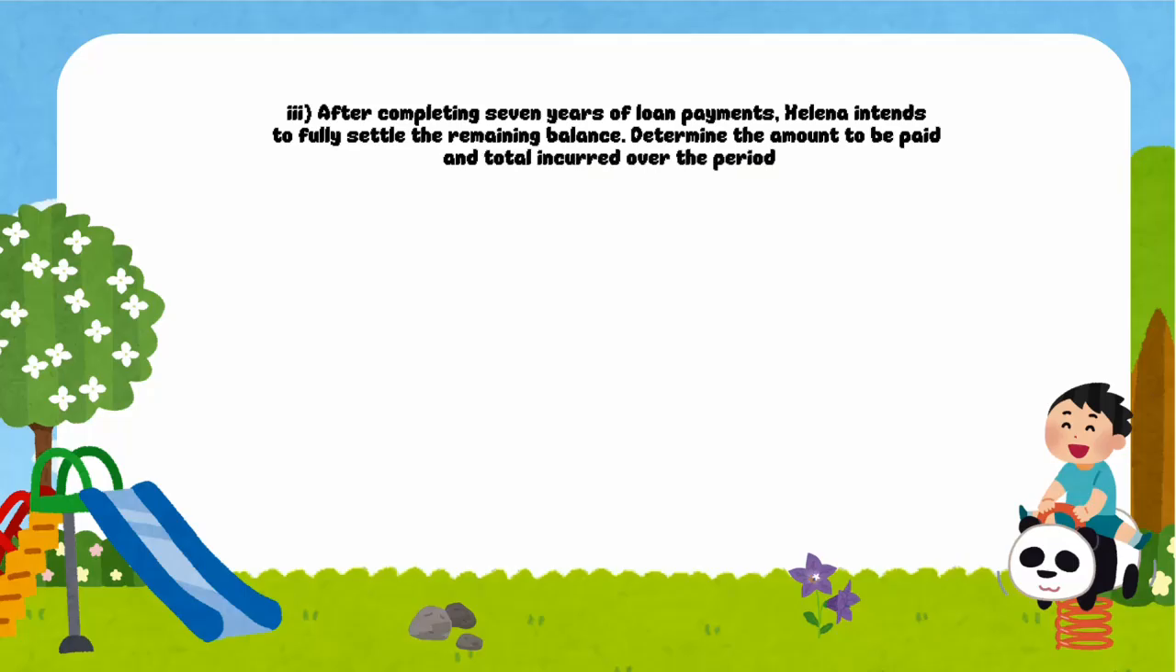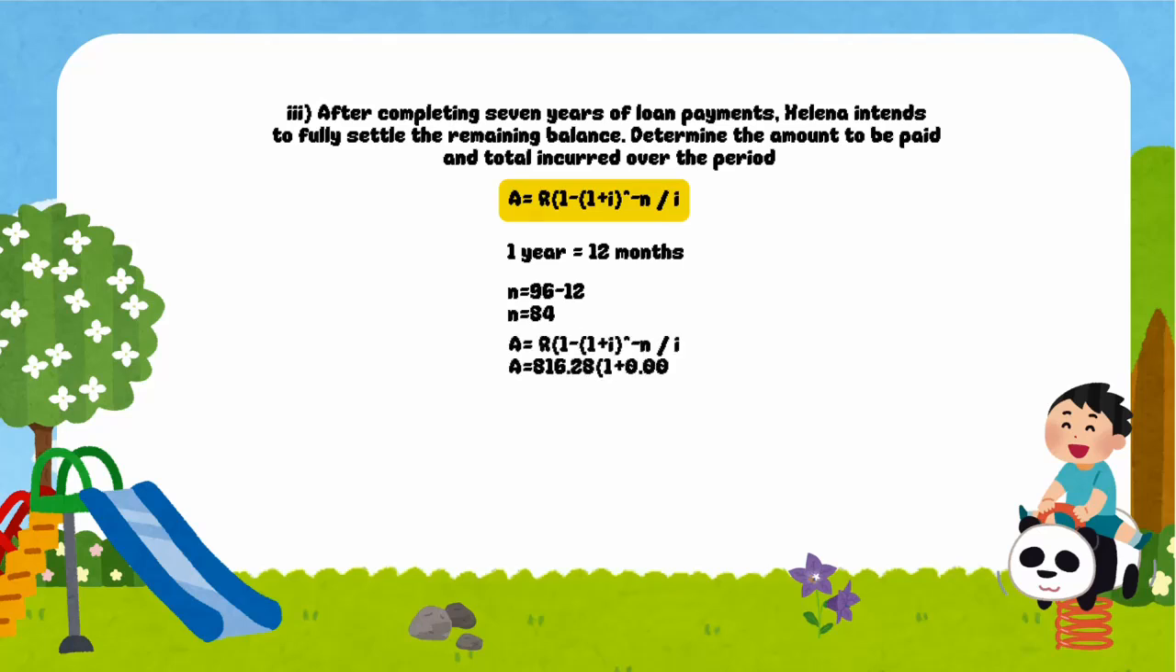Question 3. After completing 7 years of loan payments, Helena intends to fully settle the remaining balance. Determine the amount to be paid, and total interest incurred over the period. 1 year equals 12 months, N equals 96 minus 12, N equals 84. So the answer would be A subscript 84 equals RM 60,053.43 cents.